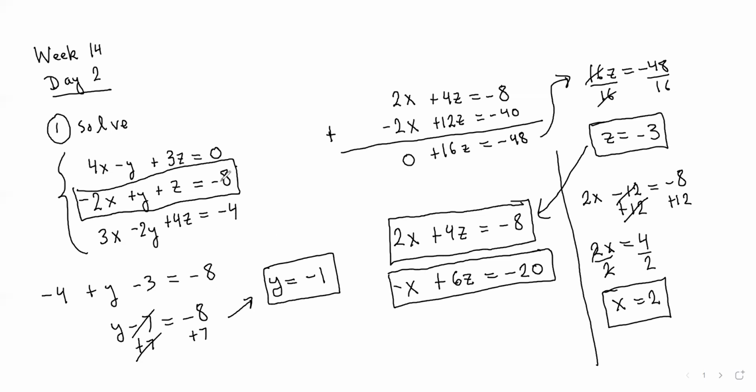So here we have our solution to the system. We have that y equals minus 1. We have that x equals 2. And we have that z equals minus 3.